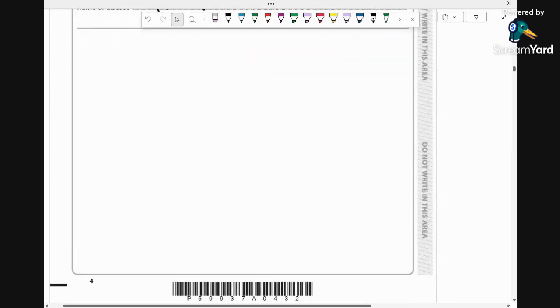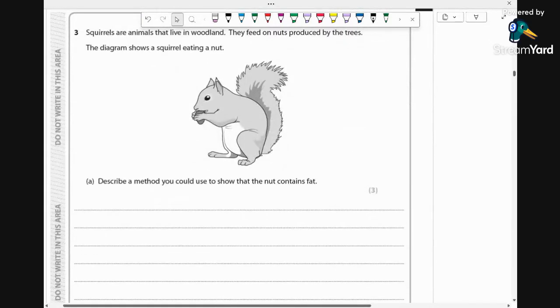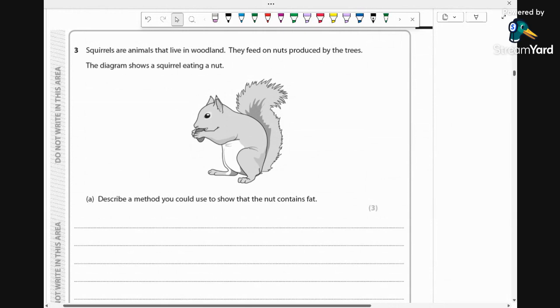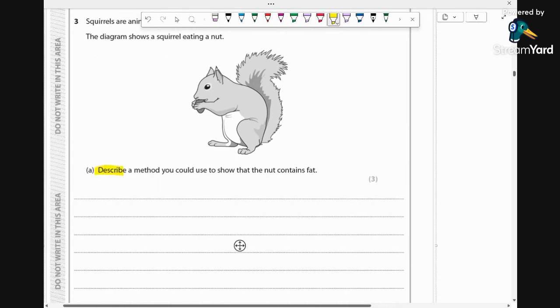So we're at the end of question 2 there, so we got 5 marks there in probably about a minute or two. Squirrels are animals that live in woodland. They feed on nuts produced by the trees, right? Okay, so they eat nuts, fine. I don't really think we need a diagram of a squirrel eating a nut, but there we go. Describe a method that we could use to show that the nut contains fat.